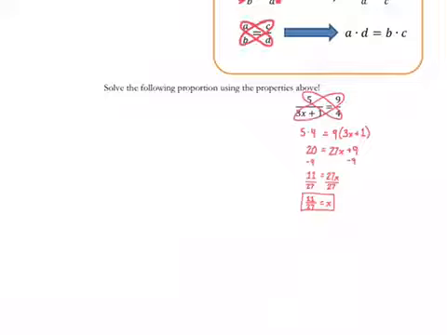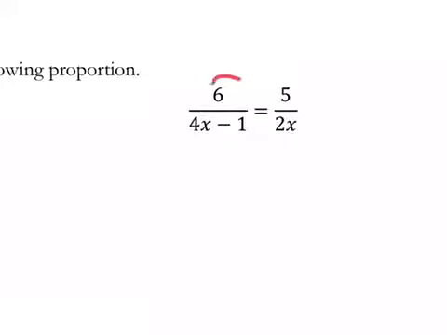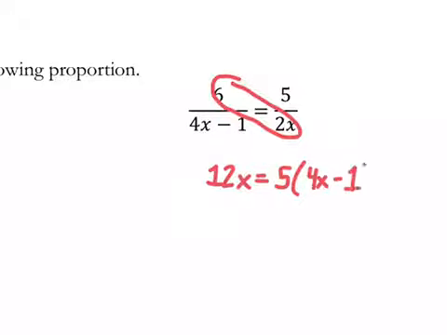We're just going to look at a slightly different example here. So I'm at the top of the next page. We're going to do exactly the same thing. We're going to cross multiply. So I'll do that 6 times 2x, which is going to give me 12x. And then on the other side, I'm going to do 5 times 4x minus 1. I'm going to go ahead and distribute there. So I'm going to get 20x minus 5 on the right-hand side.